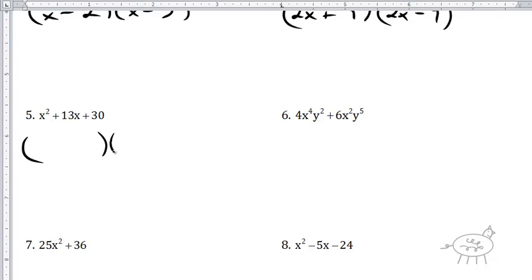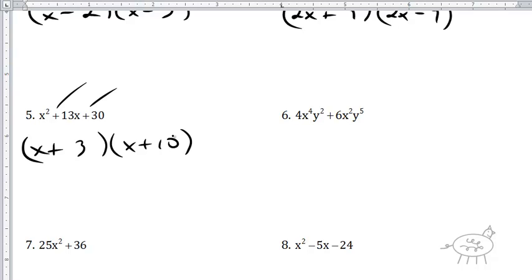Another trinomial. So we're going to get x and x. And this has to be a positive. So it's plus plus, because it either is plus plus or minus minus. But because this is plus, we know they're both positive. It's basically 3 and 10 because 3 plus 10 is 13.